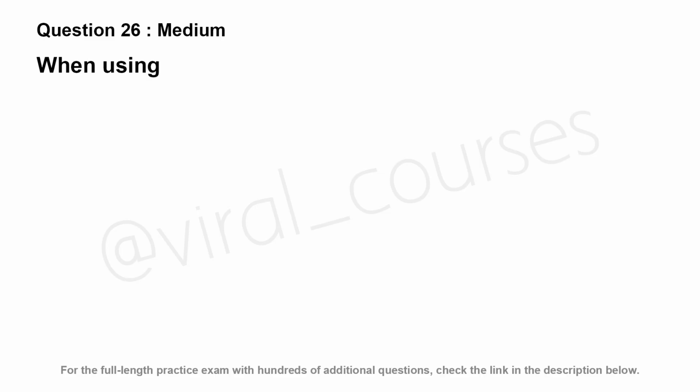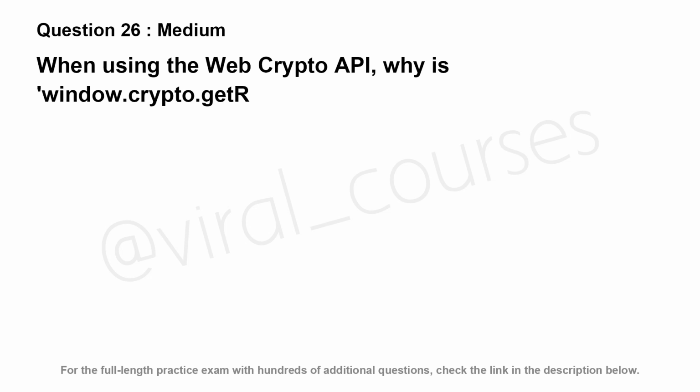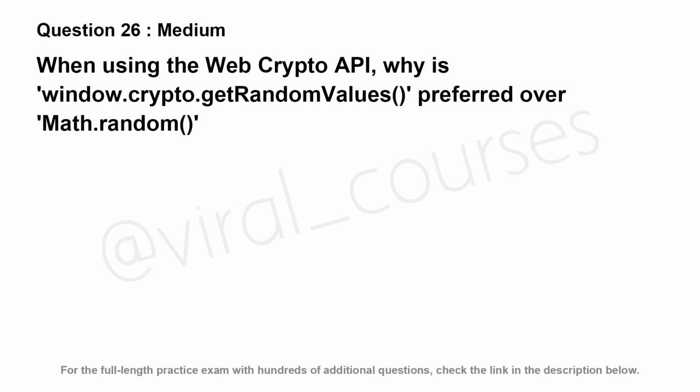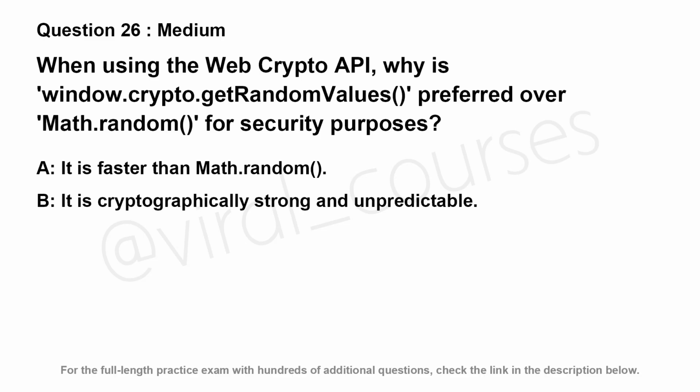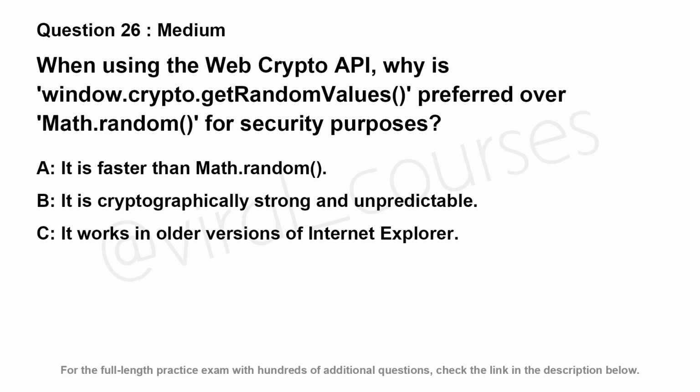When using the Web Crypto API, why is window.crypto.getRandomValues preferred over Math.random for security purposes? Option A. It is faster than Math.random. Option B. It is cryptographically strong and unpredictable. Option C. It works in older versions of Internet Explorer. Option D. It returns a string instead of a number.